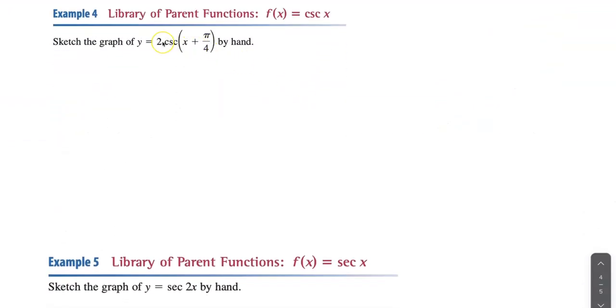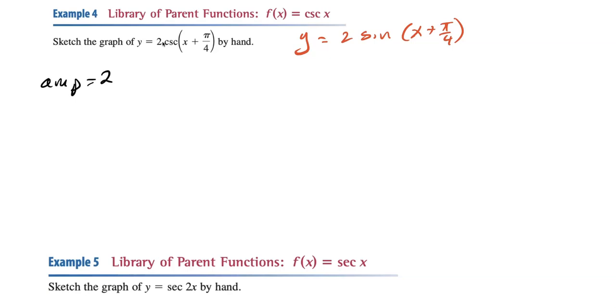So this one's cosecant. We're basically gonna graph y equals 2 sine of x plus pi over 4, like that. So do what we always do. Find the amp. In this case it's 2. Find the period, 2 pi over b. We do not have a b in this case, so it's 1. So that's 2 pi over 1. So just 2 pi.